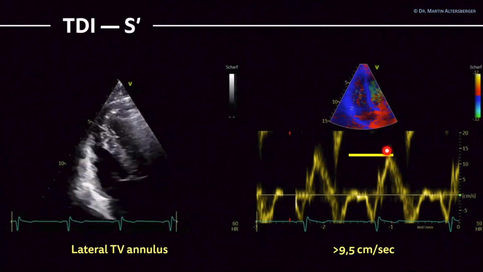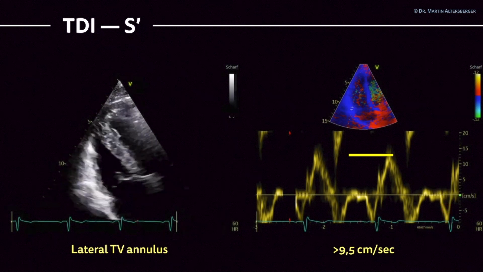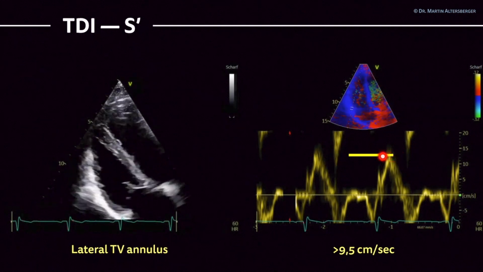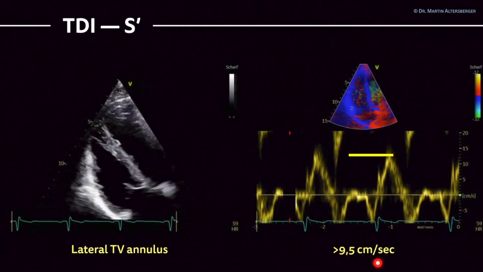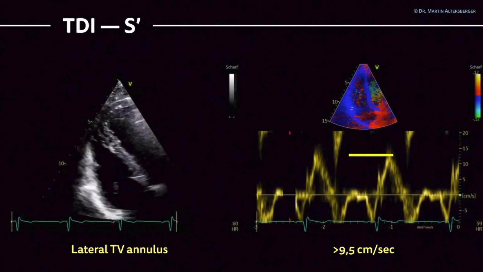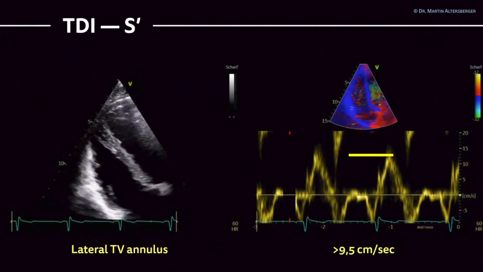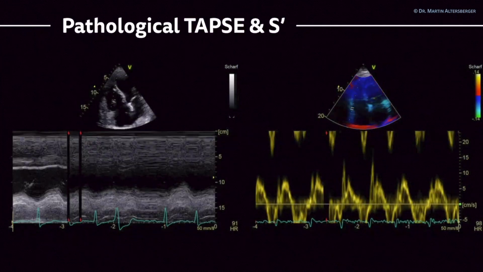So we have here the S prime, E prime and A prime of the right ventricle, but we want to measure this S prime, and if it's above 9.5 centimeters per second, it's normal. So it is another measurement you can use additionally to quantify longitudinal right ventricular function.